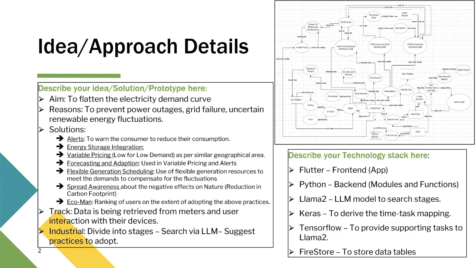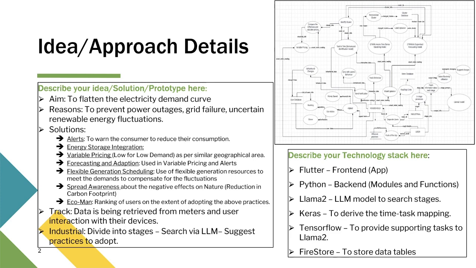Let's move on to the solutions. In the solution, there are six major methods that we could adopt and one secondary. Let's look into that. Alerts. We could warn the customer to reduce the consumption whenever the electricity demand is going way higher than the limit and lower than the required essential demand. And the energy storage integration is a well adapted method that we could use to save the energy and use it when it's actually needed.